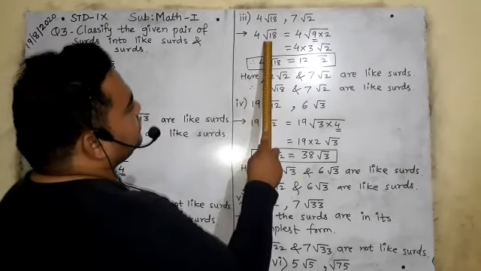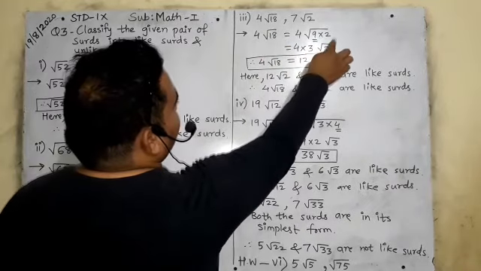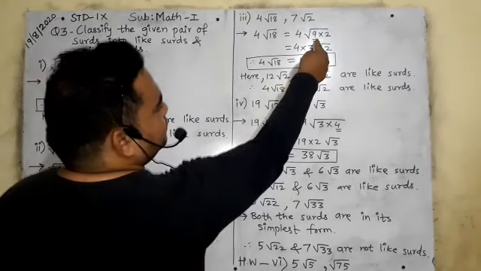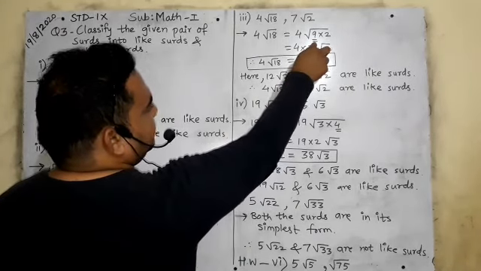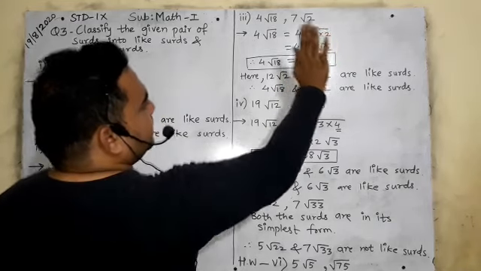4 multiplied by square root 18. So I will factorize this 18. 9 twos are 18, right? So 9 is the perfect square of 3. So this 3 comes from this 9. So 4 multiplied by 3. This 3 came from here. 9 is the perfect square of 3. 4 threes are 12. And this 2 will remain as it is.